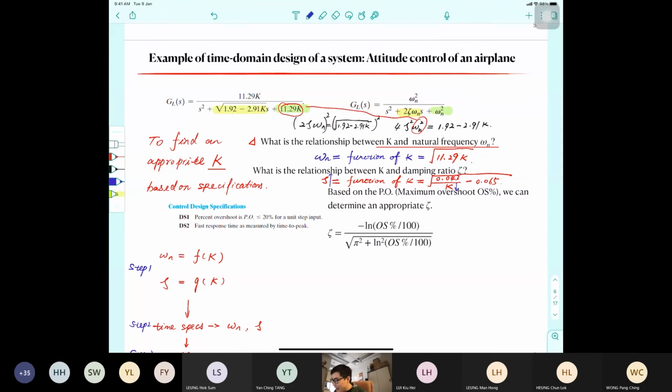And omega n and k. If we want omega n to be larger, the k should be larger, right? If we want omega n to be smaller, then k should be smaller. Okay. So how can we determine omega n and zeta? Or how can we determine k based on omega n and zeta?